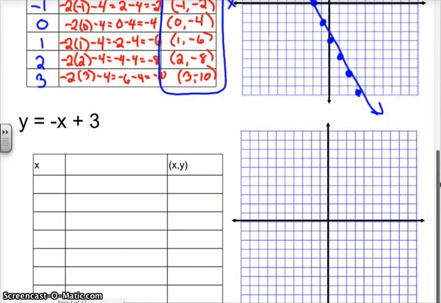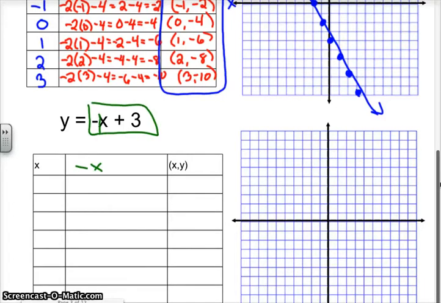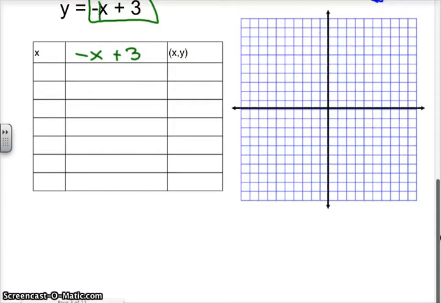Okay, the next line we're going to make is the line given by y equals negative x plus 3. What this means is you're going negative 1 times x, and then you're adding 3. So I take this equation part, and I just write it in here, negative x plus 3. So I know what I'm doing. Again, I go from negative 3 to positive 3. So I'm going negative 3, negative 2, negative 1, 0, 1, 2, and 3.